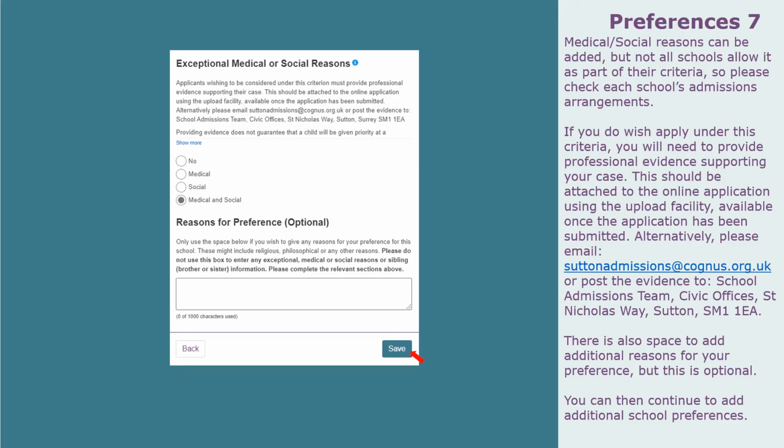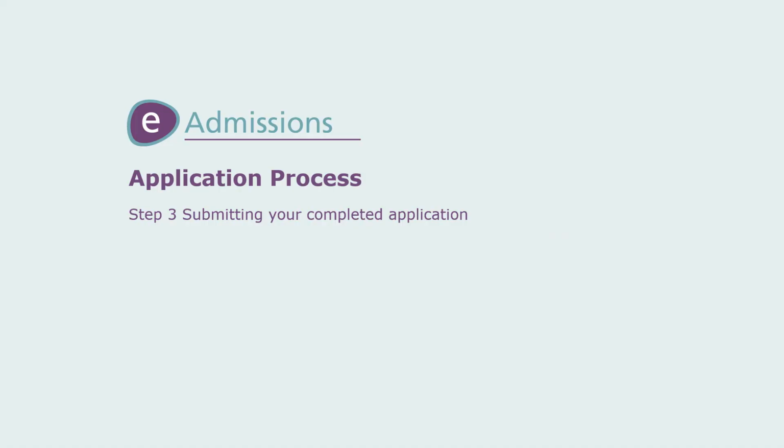Alternatively, please email suttonadmissions@cognos.org.uk or post the evidence to School Admissions Team, Civic Offices, St Nicholas Way, Sutton, SM1 1EA. There is also space to add additional reasons for your preference, but this is optional. You can then continue to add additional school preferences.